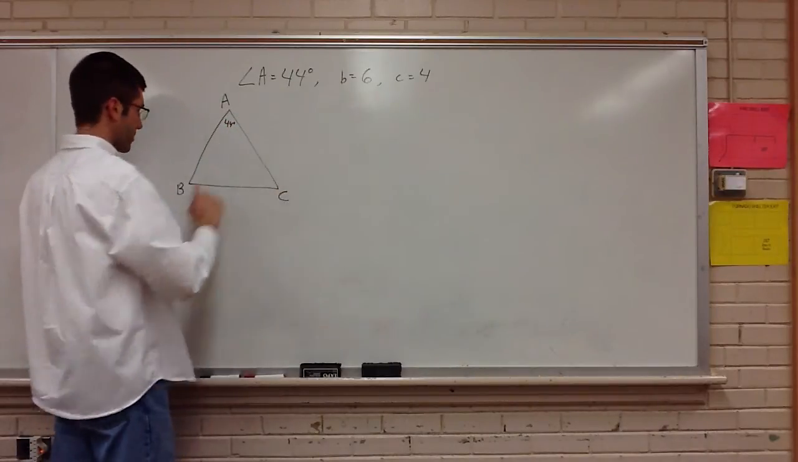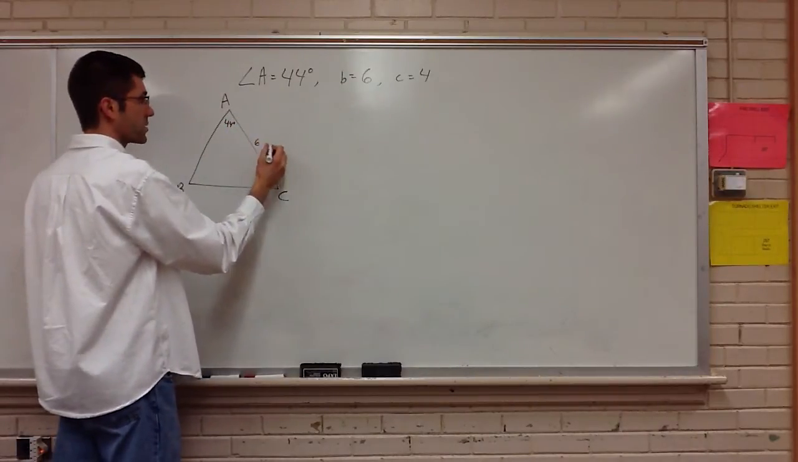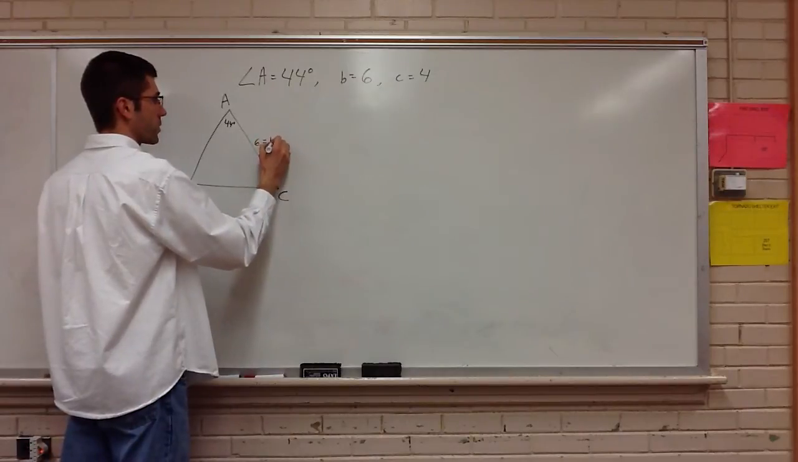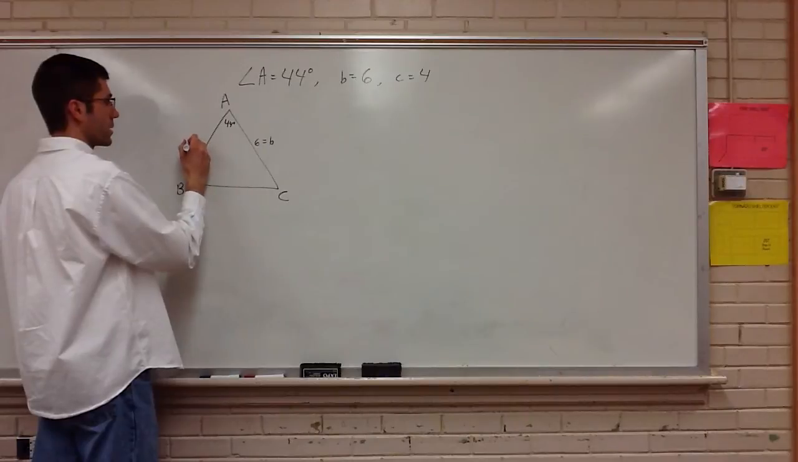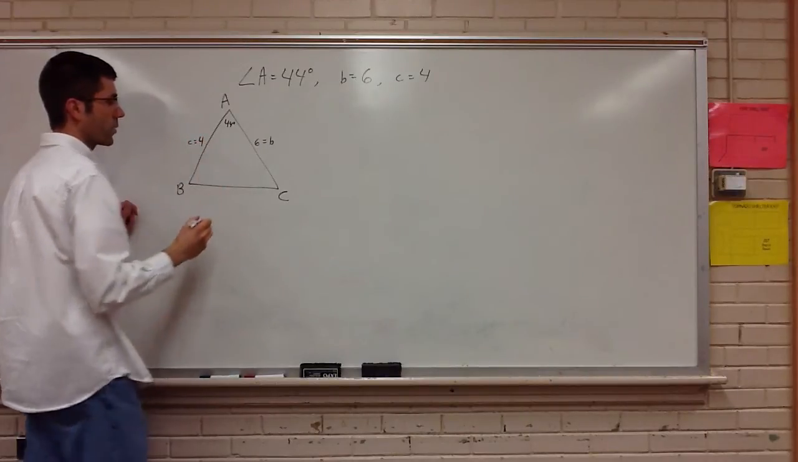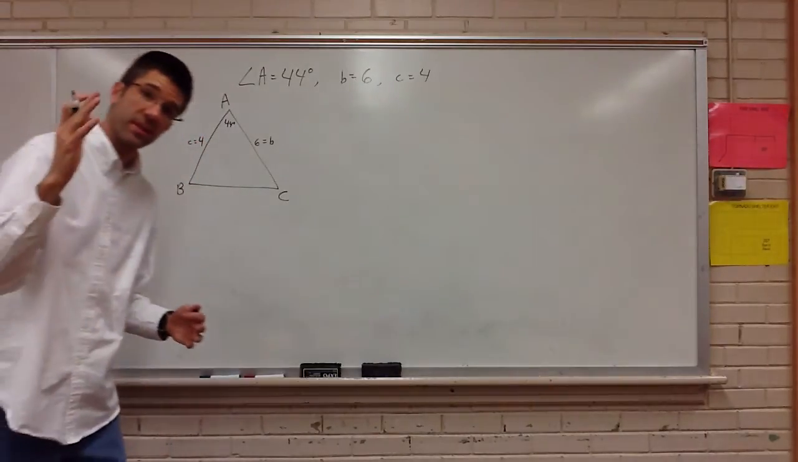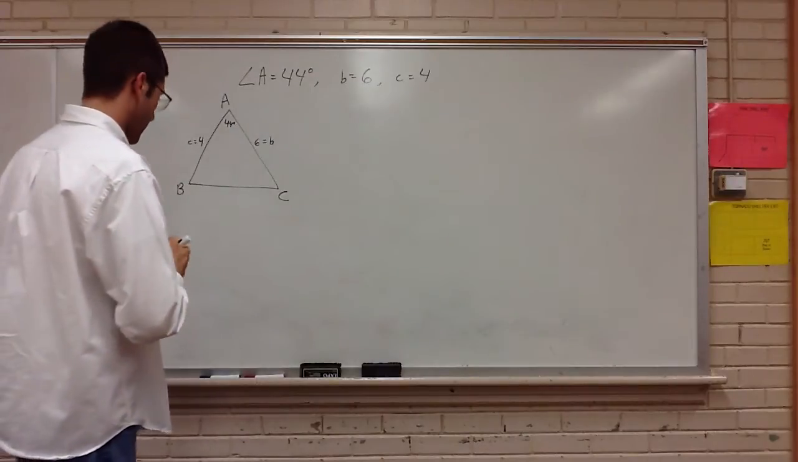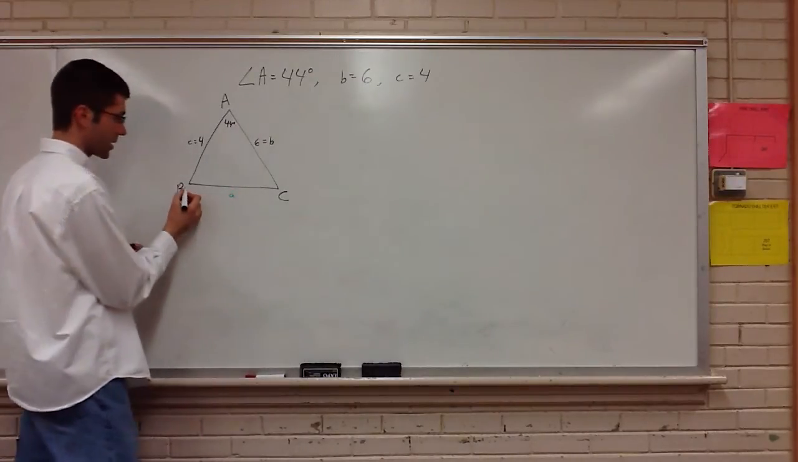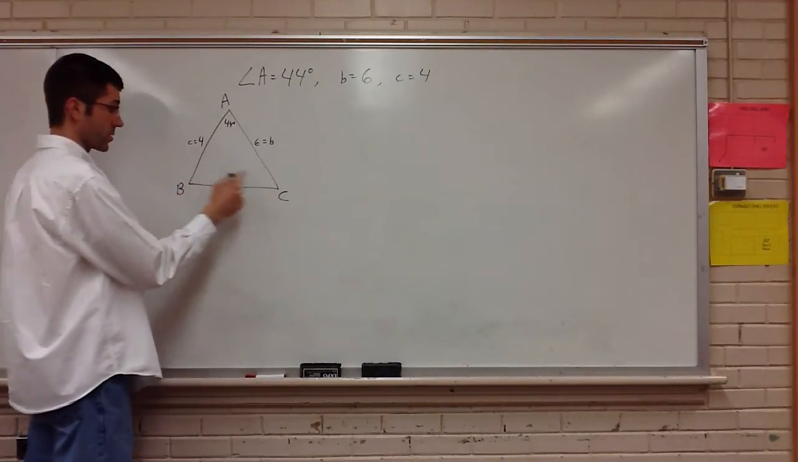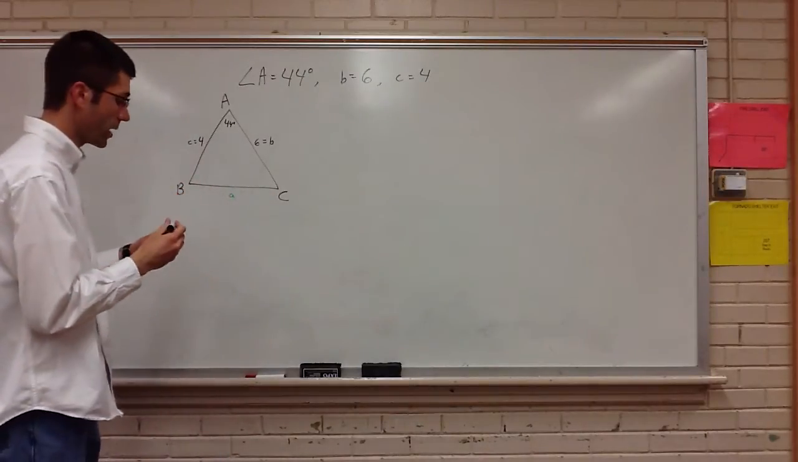Little b is across from big B. That must be 6. We'll make that equal to lowercase b. Little c across from big C. Little c is 4. And we need to find everything. We're missing a bunch of stuff. We're missing little a. We're also missing big B. We're also missing big C. These are going to, of course, both be angles.